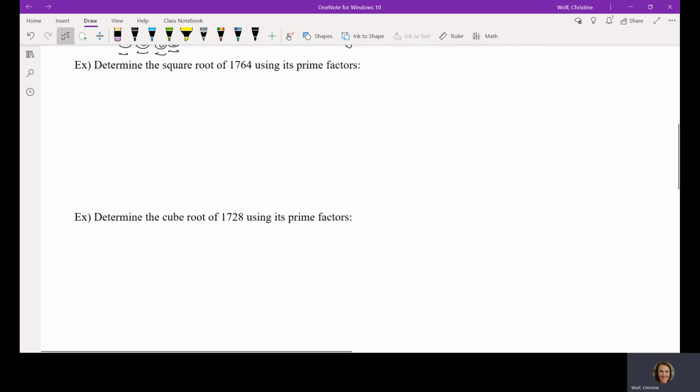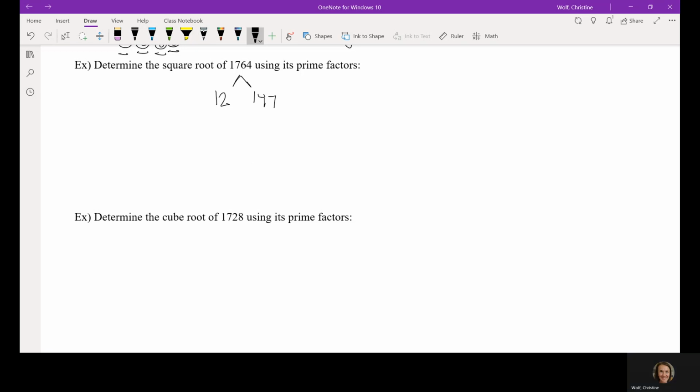All right, let's do another one. This time 1764. I'm going to try dividing it by 8. Oh, I got a decimal. That doesn't work. 1764 divided by 12, I get 12 and 147. That was ugly.